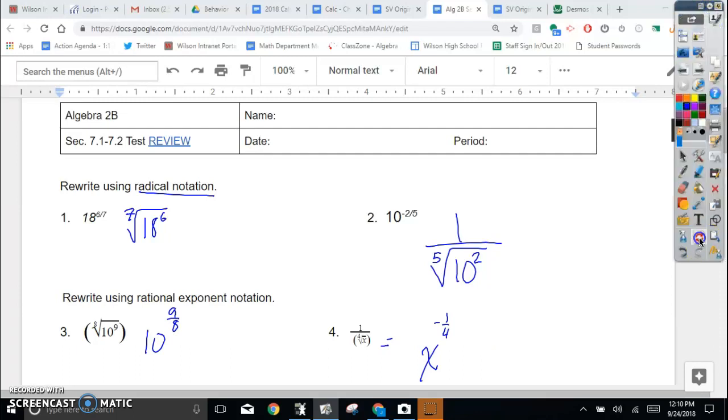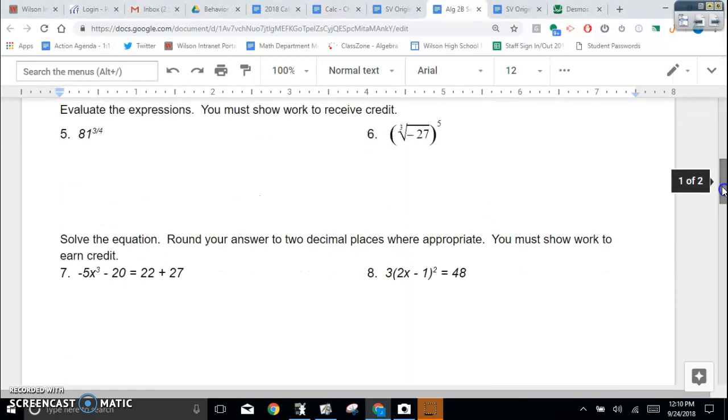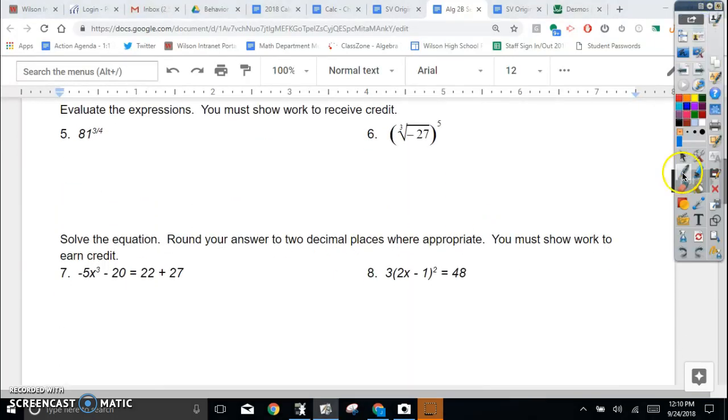You can see it goes by pretty quick. You don't want to miss those points. There's some of the least difficult points to earn. These are straight up calculator, so what you would type in is 81 to the 3/4. I'm going to do it by hand though, because it's not too bad.